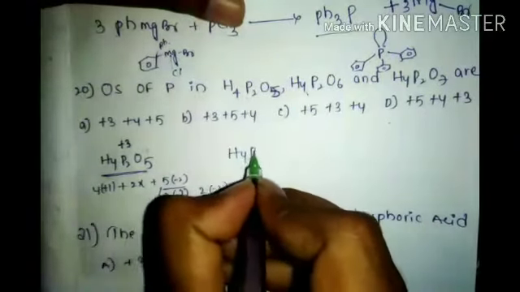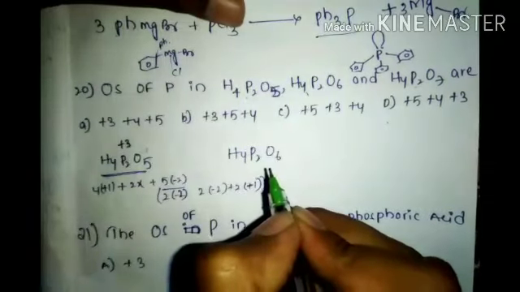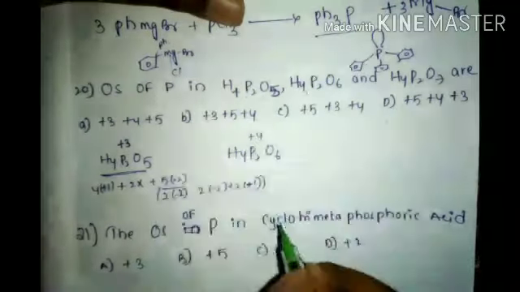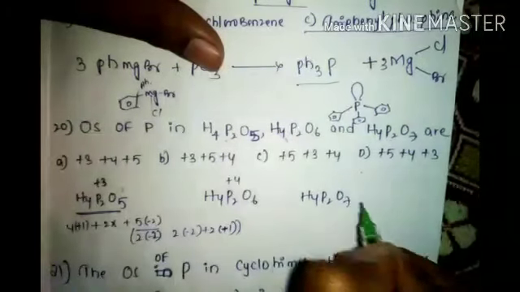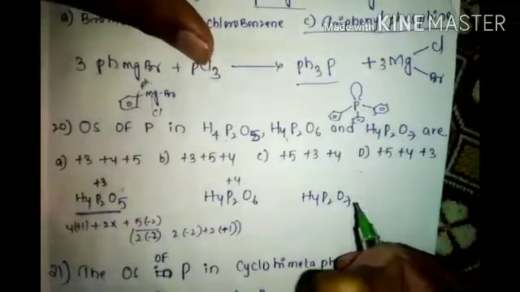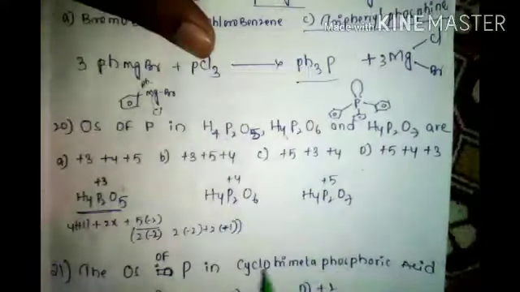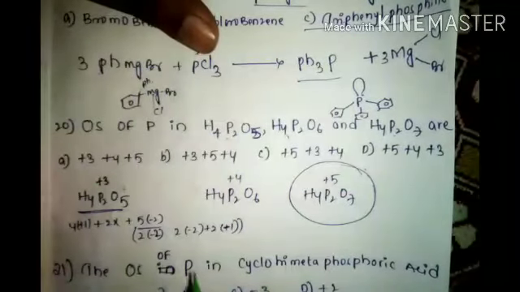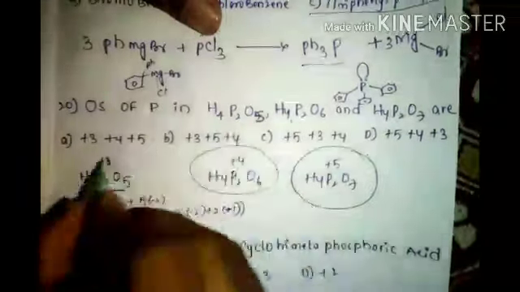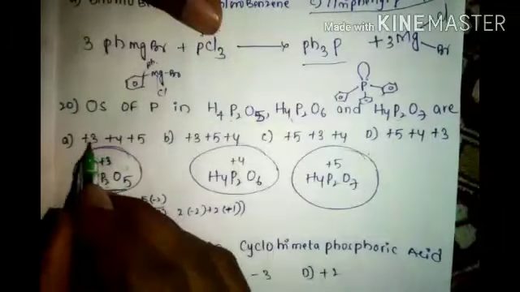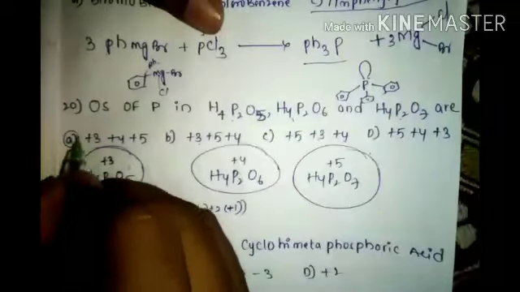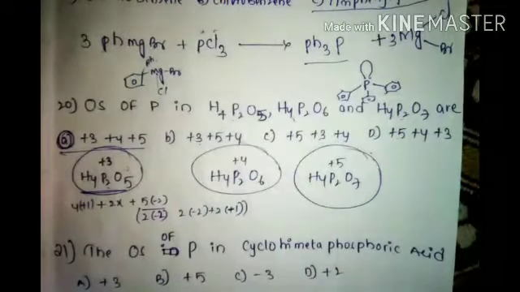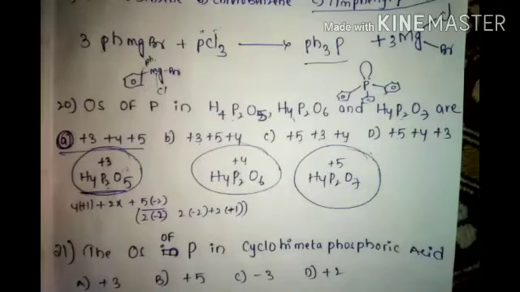Second, H4P2O6, here plus 4. And H4P2O7, this one I did in class, plus 5. So 3, 4, 5. Option A correct.